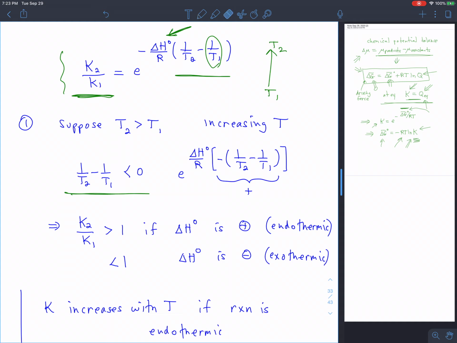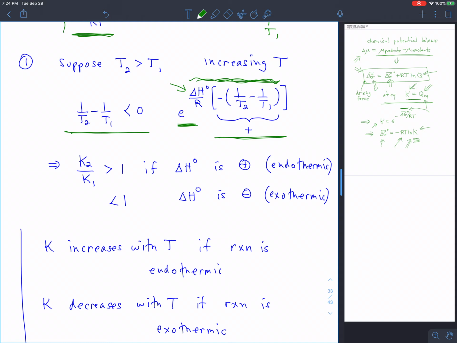If I think about what that means up in this exponential, that means this whole quantity will be positive, right? So that minus sign right there means this whole quantity is positive. And that means that whether this quantity up in the exponential is positive or negative depends on whether delta H is positive or negative. So if delta H is positive, this whole quantity will be positive, and that means this exponential will be bigger than 1, and that means that K2 got bigger than K1, right? K2 over K1 is then greater than 1, which means K2 got bigger.